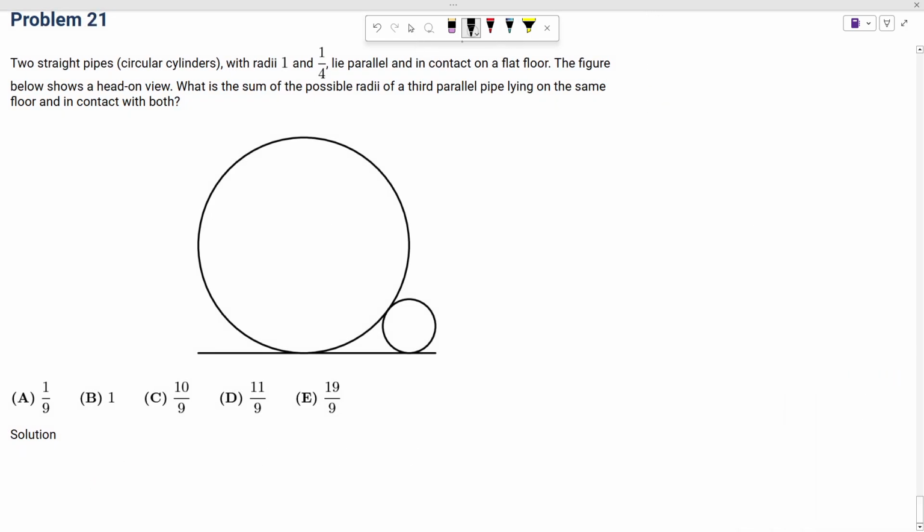Okay. So what we have is that the radii of these are 1 and 1/4. And we have a third circle that is also going to be tangent to everything. And we're trying to find the possible radii. So there's 2 possible radii. One case is that the circle is here, and the other case is that the circle is here.